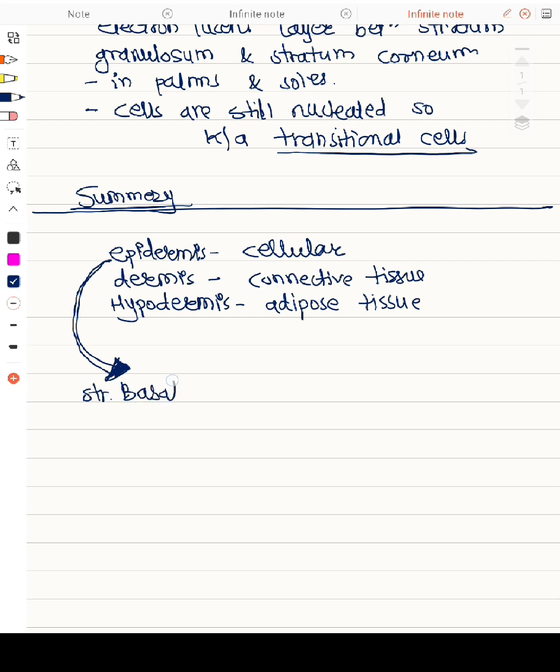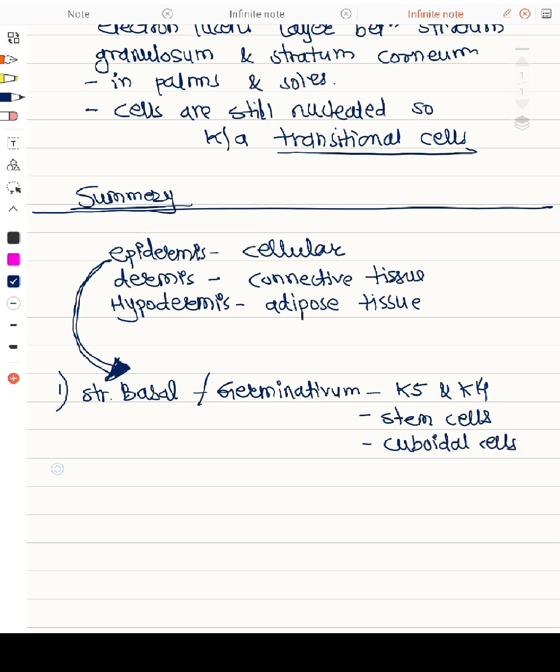From base to upward, from inside to outside, the basal layer is stratum basale or stratum germinativum, which consists of cuboidal cells with K5 and K14 keratin intermediate filaments. It contains stem cells, transient amplifying cells, and post-mitotic cells. These are cuboidal cells with a prominent nucleus and dense cytoplasm.